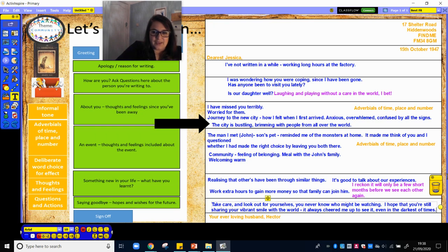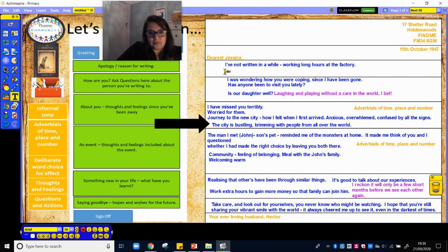Now, I do think there might be some vocabulary in there that I might need to enhance a little bit. Again, I might need to look back through my notes and think, oh, how could I better describe that? Can I have a more than or a less than word that gives my reader a better picture? Thoughts and feelings, yes, I've got those in there. I've got questions, I've got my actions in there in that last paragraph, like what I'm going to do. I'm going to work those extra hours. I've got my apology.